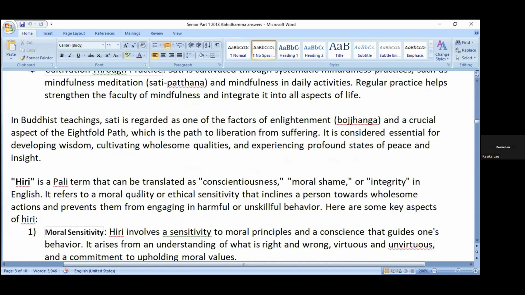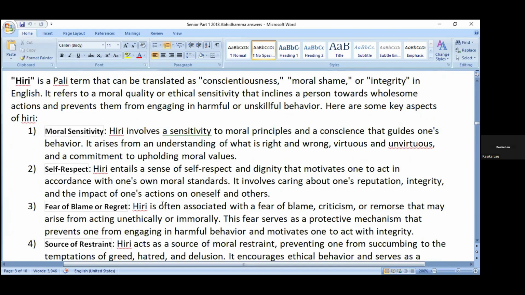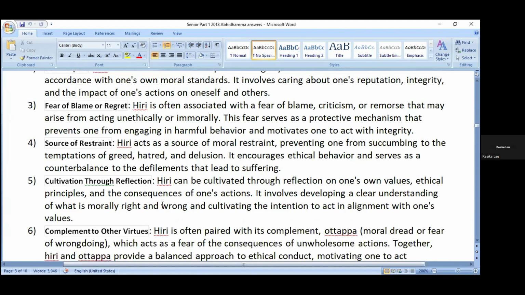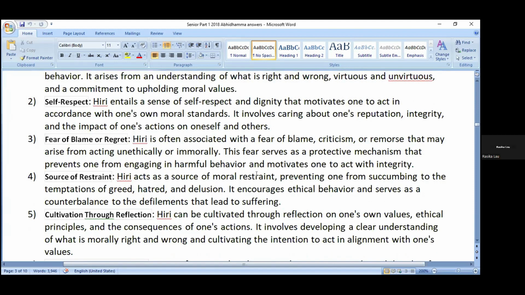Then Hiri is conscientiousness, or what is called moral shame. I mean, you fear doing something wrong. You fear that after committing it, you have no face to show to society. So this is called moral shame. Then things like moral sensitivity, self-respect, fear of blame or regret, source of restraint, motivation for reflection, and complement to other virtues. So this is talking about moral shame. Okay, there are 19 of them. So you can write any one of them.